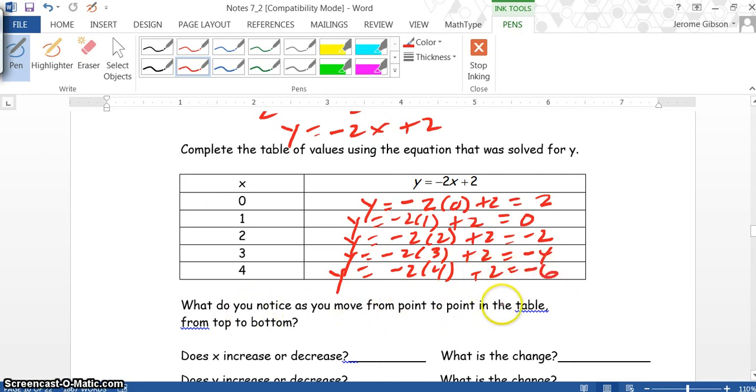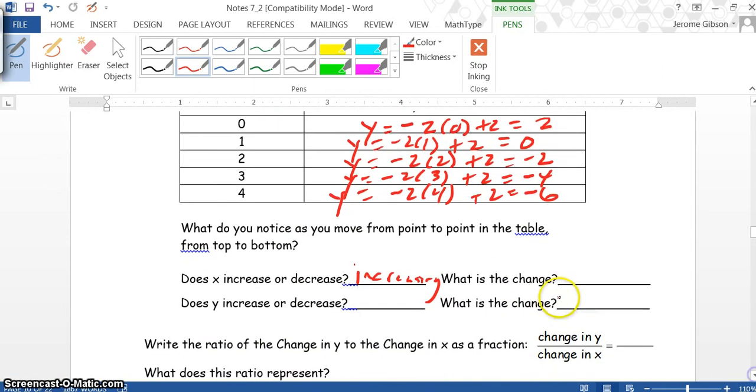What do you notice as you move from point to point in the table, from top to bottom? You notice they're going down by 2, by a multiple of 2. Okay, so now it says, does x increase or decrease? Now, if you look here, x is increasing. What is the change? For x, it's a positive 1. 0 to 1, 1 to 2, so it's a positive 1. So we could put plus 1.